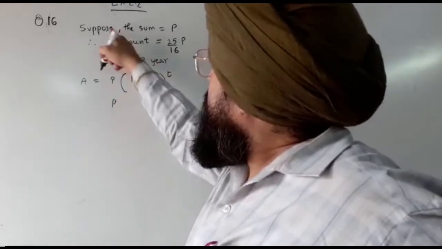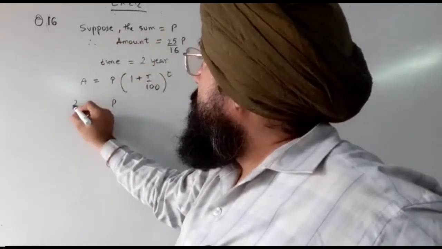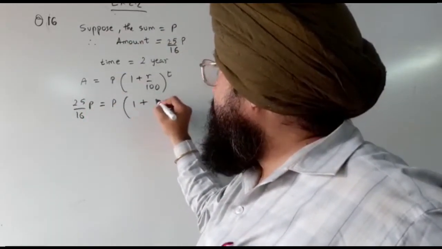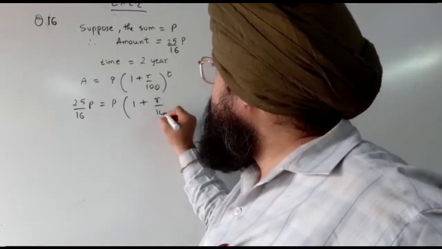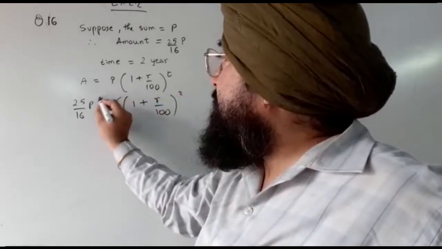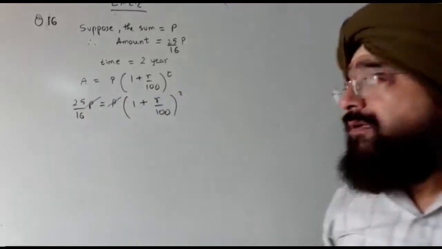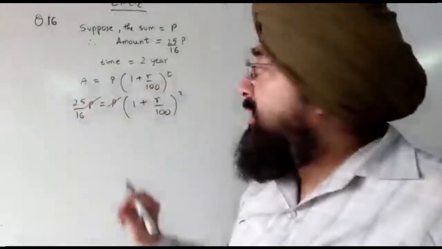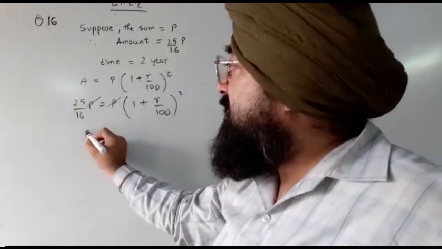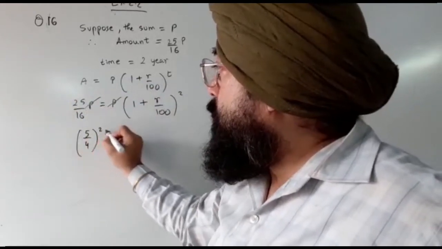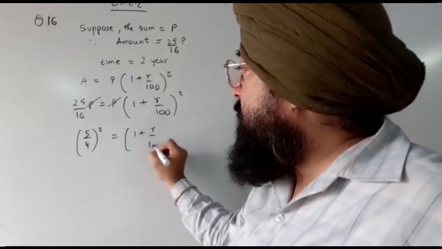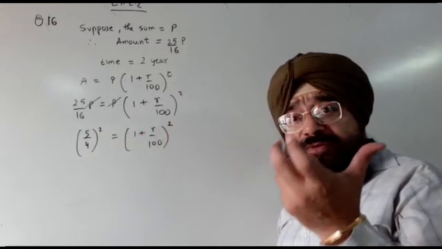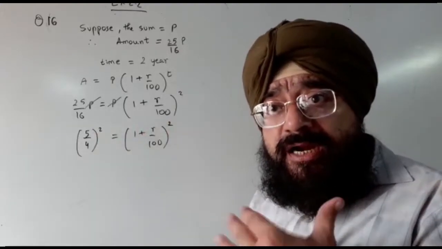P is P, because suppose the sum is P, and amount is 25 upon 16 of P. So see how beautifully this question settles itself into a so easy task. You see how this P and P gets cancelled, and you're left with only numbers 25 upon 16, and that too raised to the power 2, and 2 and 2 power can also be cancelled. You can think of this 25 upon 16 as 5 upon 4 power 2 is equal to 1 plus R upon 100 to the power 2. I hope this concept is also clear. So that is why they have given such a number whose perfect square is possible, and now you can take the under root on both the sides.